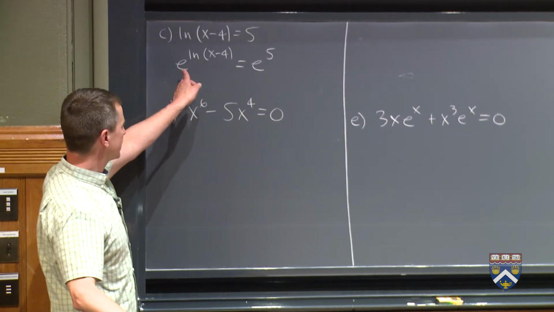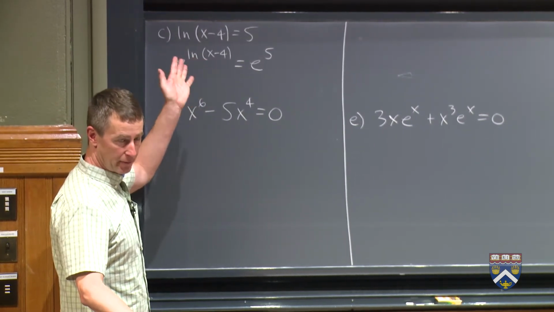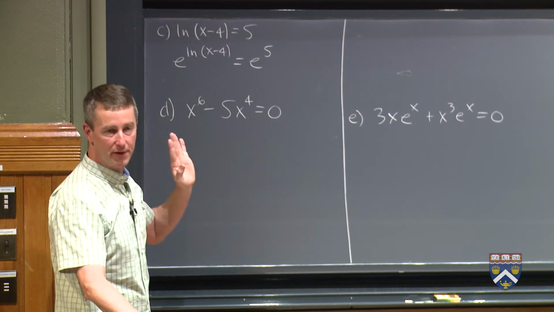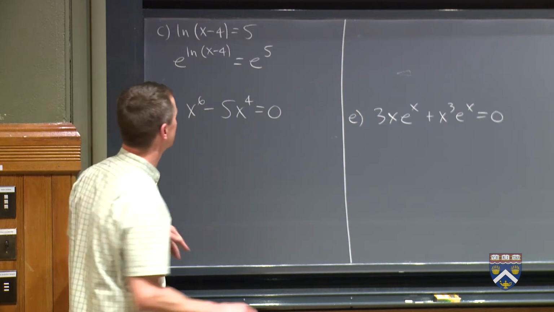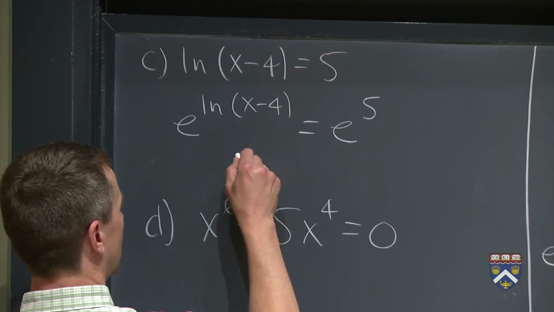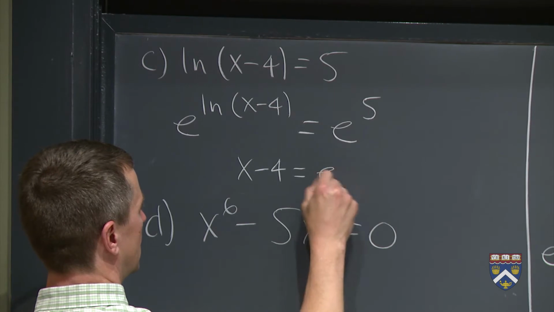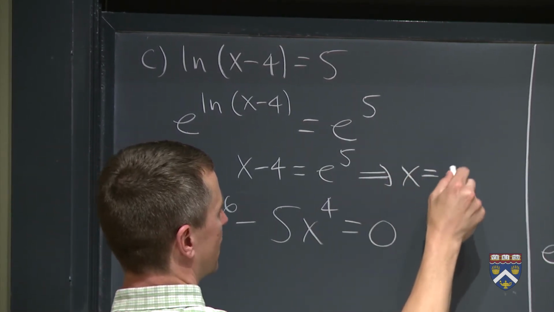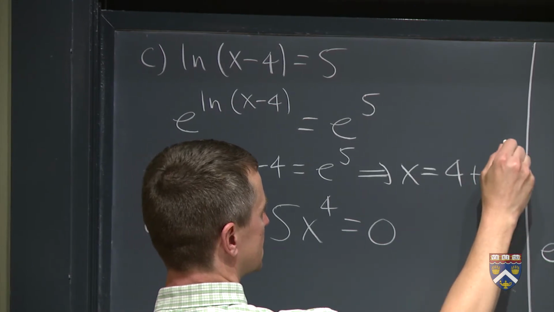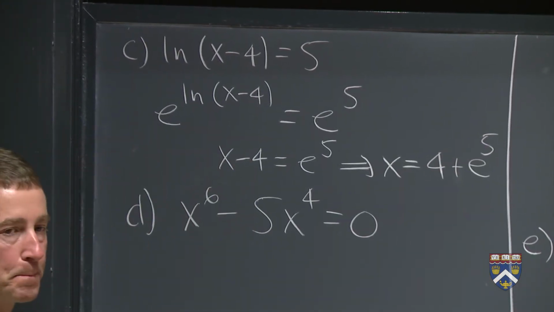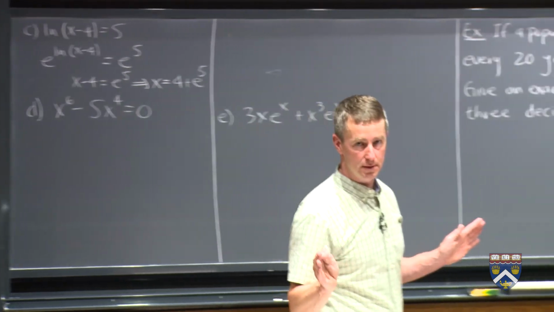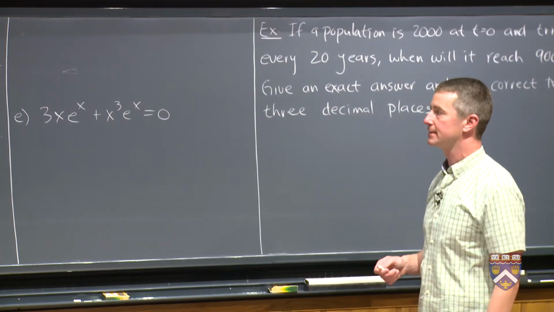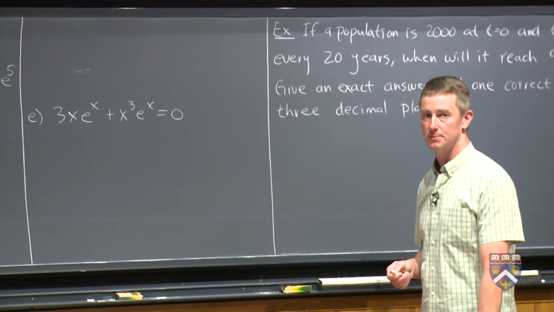But because we cleverly chose e as our base here instead of 3 or 10 or something else, the e to the x function and the ln function cancel each other out because they're inverses. This just becomes x minus 4 equals e to the 5, or x equals 4 plus e to the 5. And again, this is the exact answer. There's no way you're going to get all the decimal places for e to the 5 out of your calculator. So just leave it like this unless it specifically says that we want 3 decimal places or something like that.